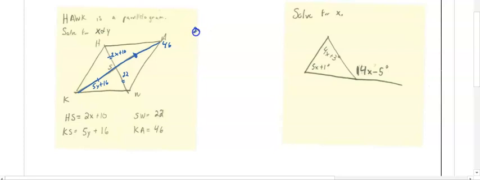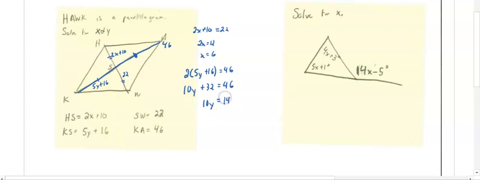So to solve for x, we have 2x plus 10 is equal to 22 because they're each half of a diagonal. 2x equals 12, so x equals 6. To solve for y, though, we have a half of a diagonal and the full diagonal length. So we need to multiply that half diagonal by 2 to get our full diagonal length. So we have 10y plus 32 equals 46. We can subtract 32. 10y equals 14. So we divide, we get 7/5.